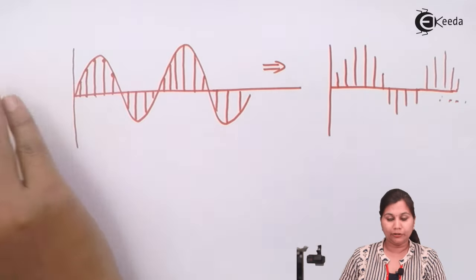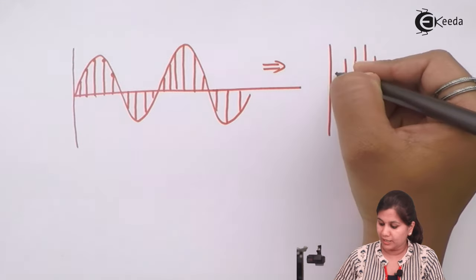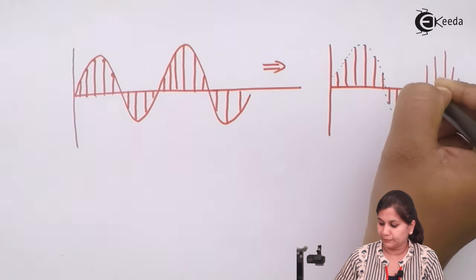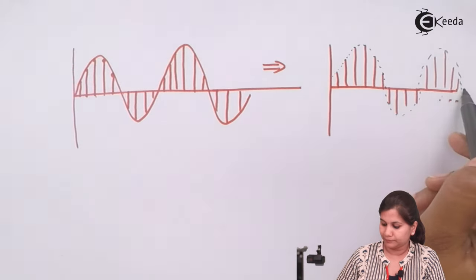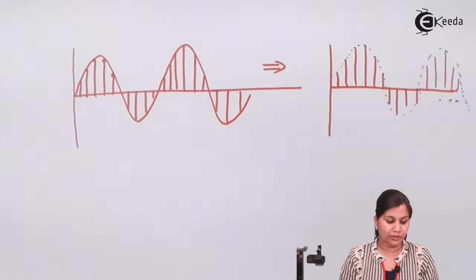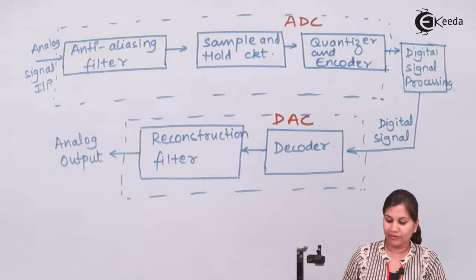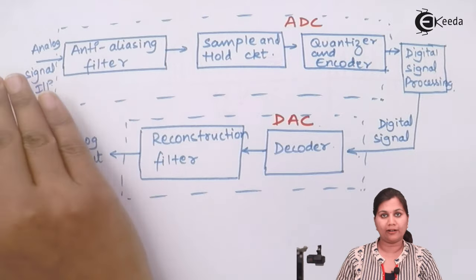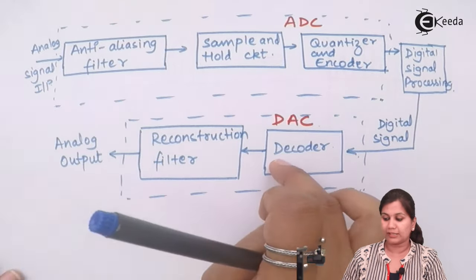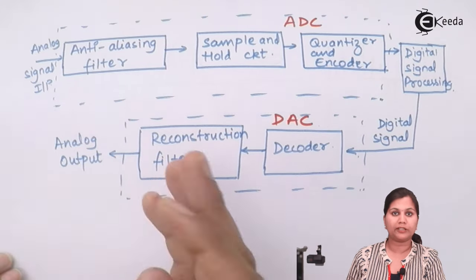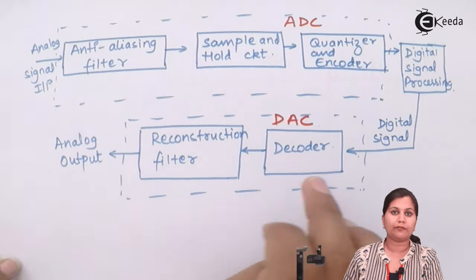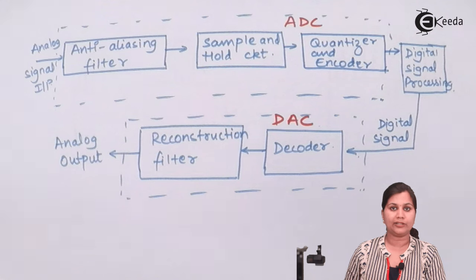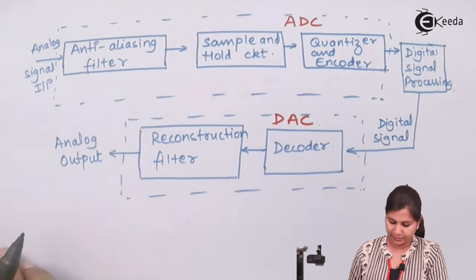Now to convert it again into analog form, we will reconstruct the signal. We will join these digital codes and then form our analog signal. So in this circuit we first have the filter, then the sample and hold circuit, quantizer and encoder, which convert the analog signal into digital. Then this digital signal is decoded, and the reconstruction filter reconstructs the analog signal from the digital signal. That is the basic analog to digital and digital to analog conversion.